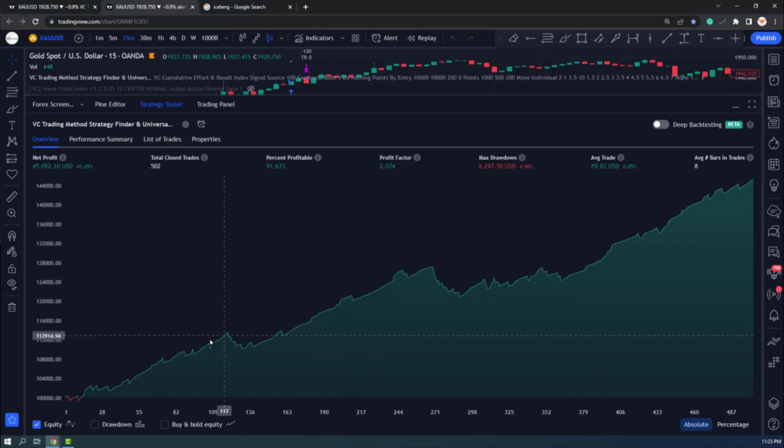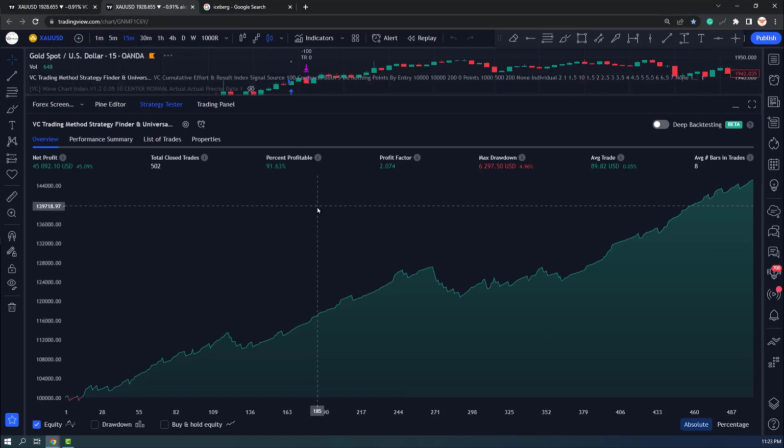And these are the results. You can see here, it took 52 trades, 91% accuracy. The profit factor, the drawdown, the average trade. Okay, this is on the 15-minute chart.